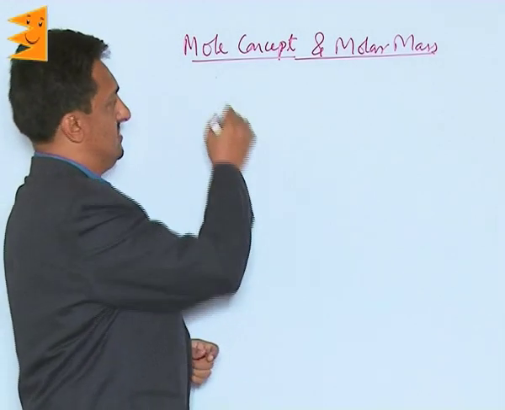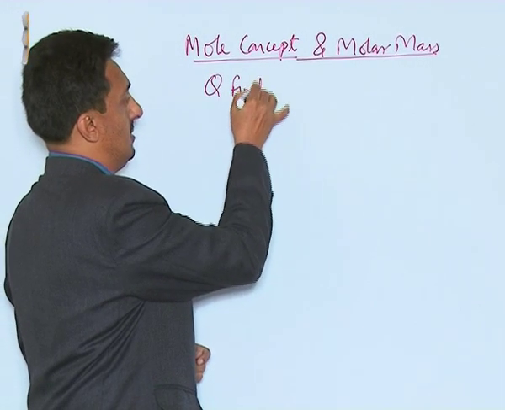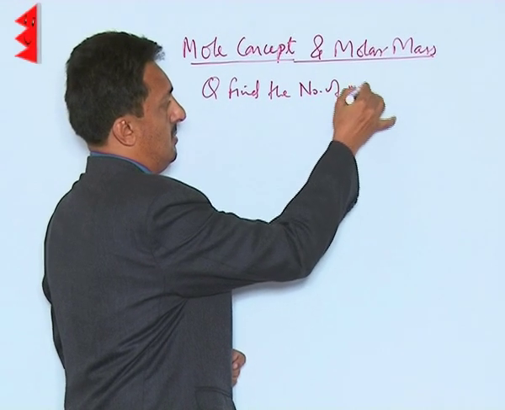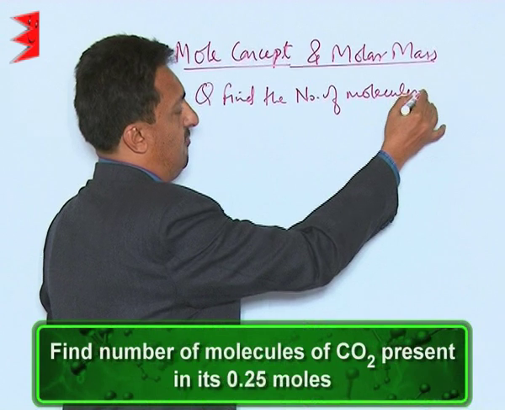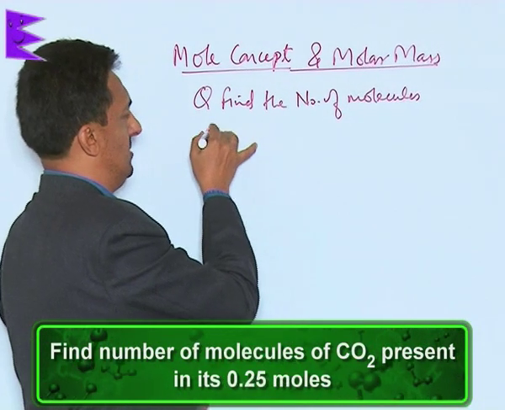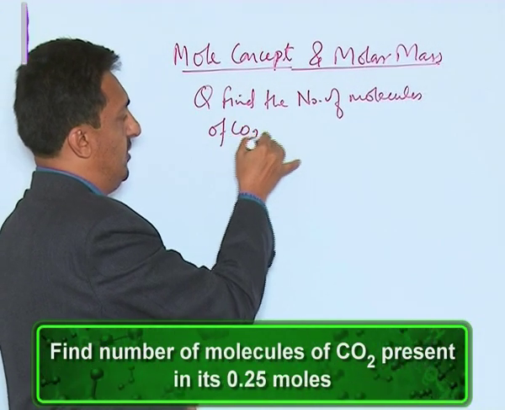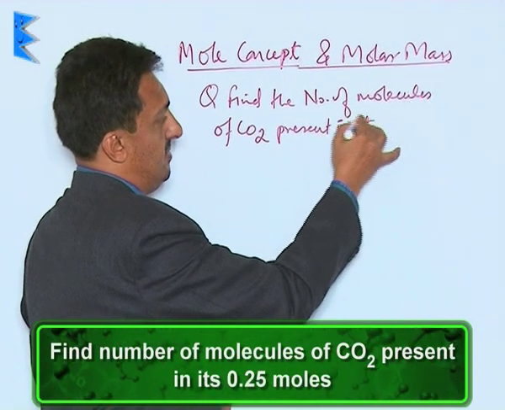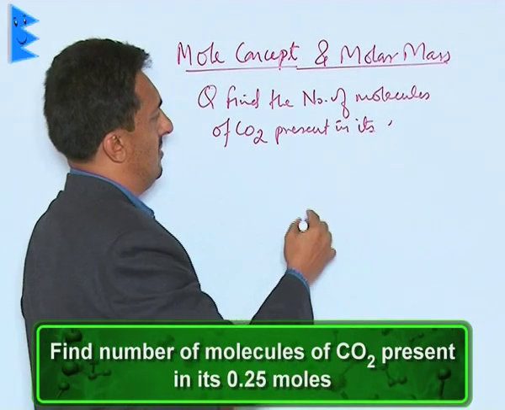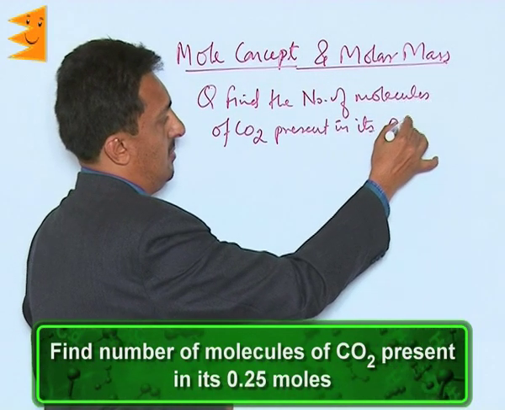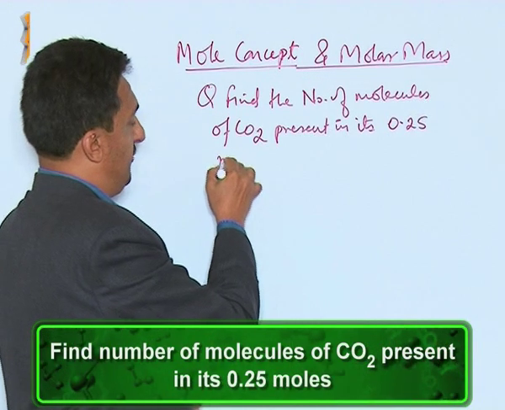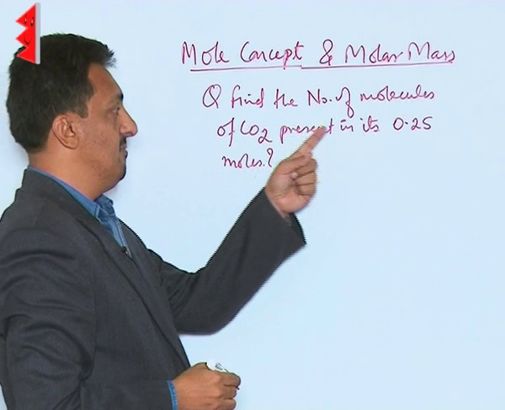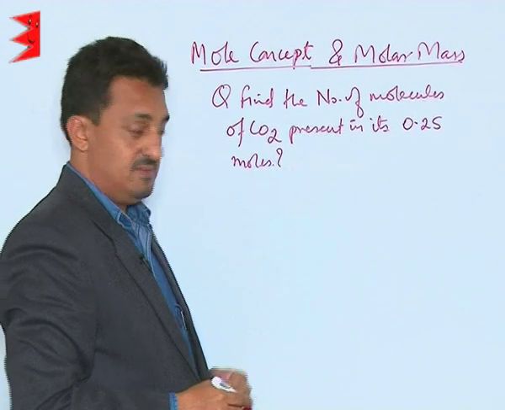The numerical is to find the number of molecules of CO2 present in its 0.25 moles. So we have to find out the number of molecules present in its 0.25 moles.